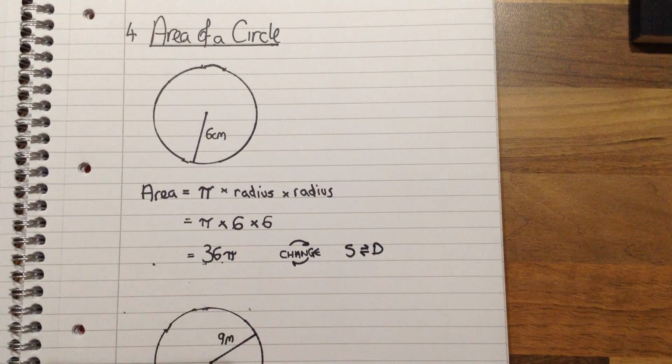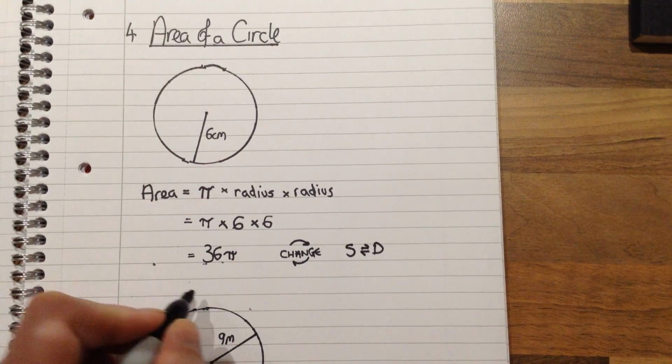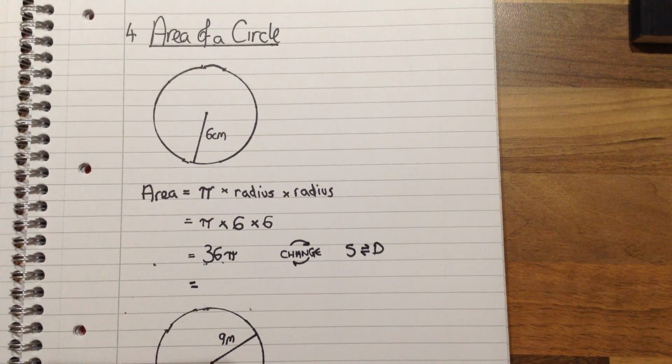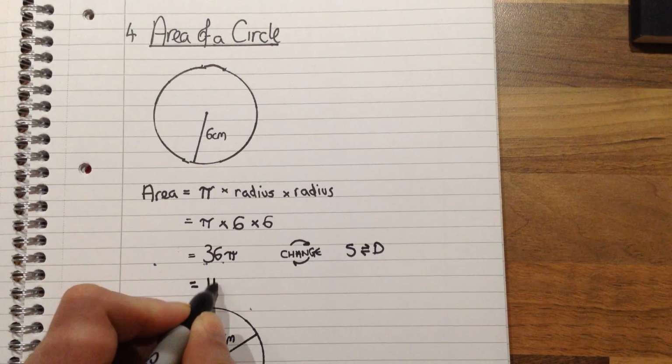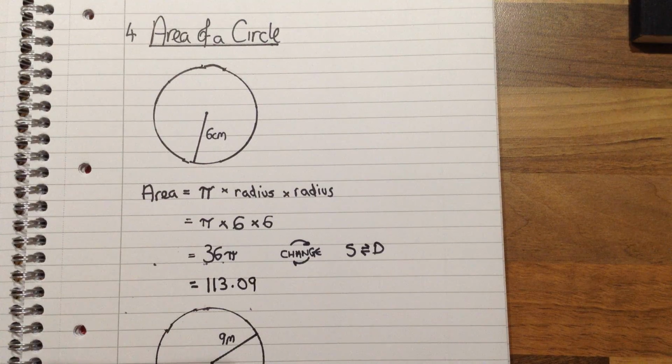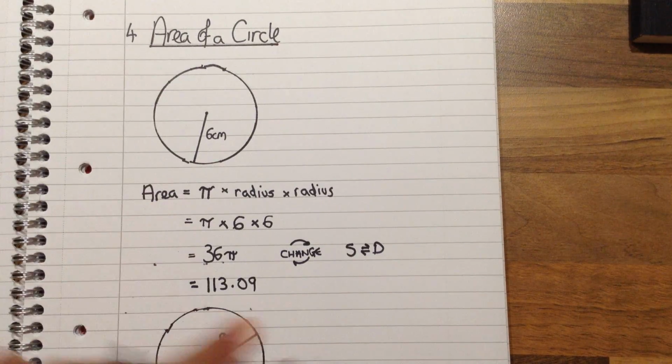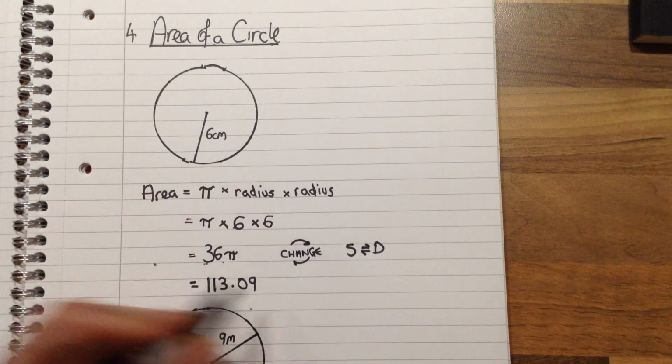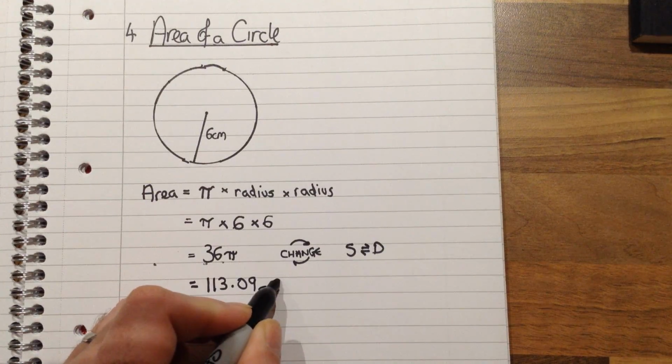So that you need to press, and if you press it, what should come up is an answer of 113.09. So I only need 2 numbers after the decimal point, even though there are probably more on your calculator screen. Just as with all the other lessons we've done so far, because it's area, my units would be centimetres squared.